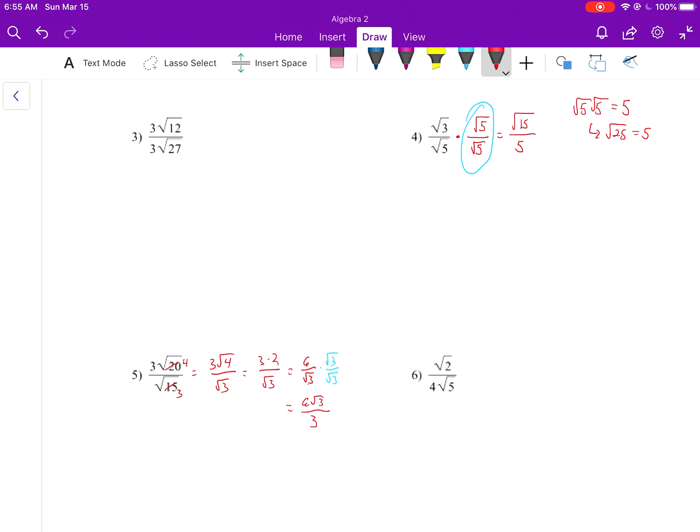Now in the last one we were done here. This one we're not, because here we have a 6 and a 3. Neither are in a square root, so they can be reduced. So 3 goes into that once, and 3 goes into that twice, and we're just left with 2 root 3. And that's our answer for number 5. You can use those methods to help you with number 6.